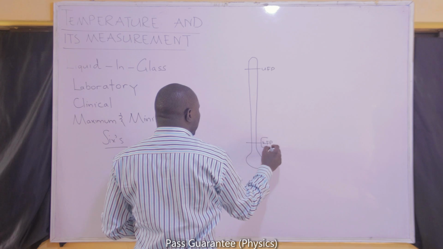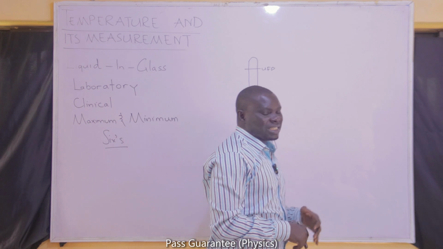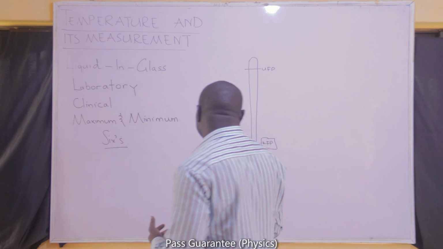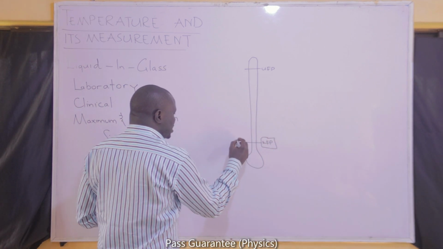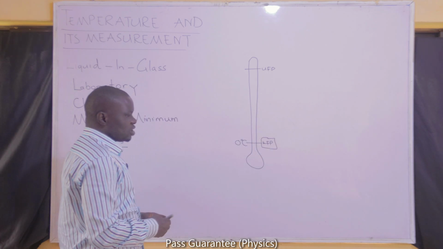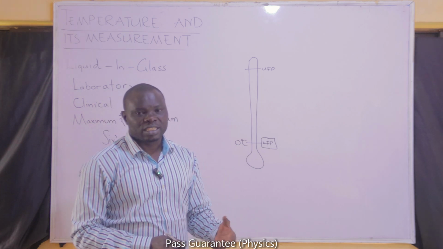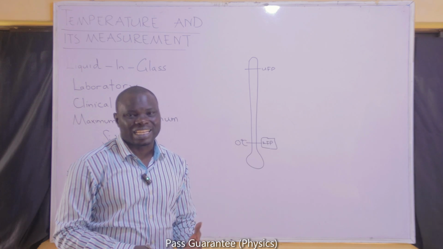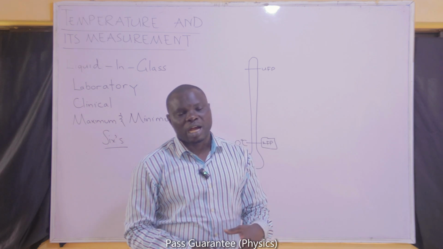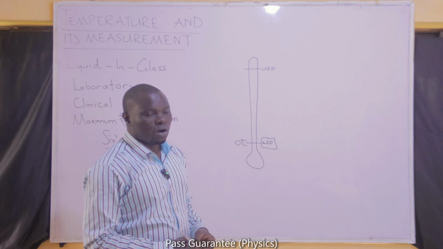The lower fixed point of a thermometer is the temperature of pure melting ice at standard atmospheric pressure. That means that the temperature of the lower fixed point of a thermometer is 0 degrees Celsius. Because if you have pure melting ice at normal atmospheric pressure, ice melts at 0 degrees Celsius, or water freezes to ice also at 0 degrees Celsius. That temperature is regarded as the lower fixed point of a thermometer.